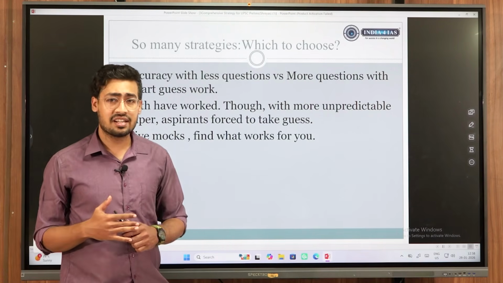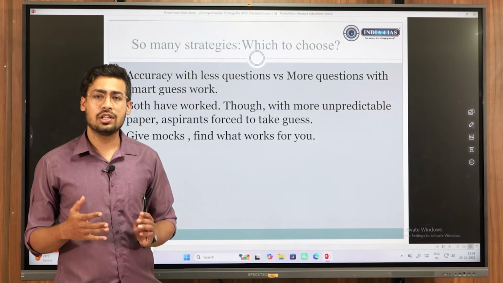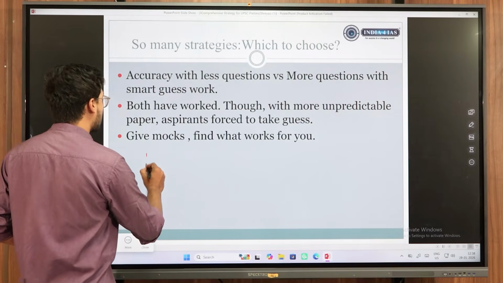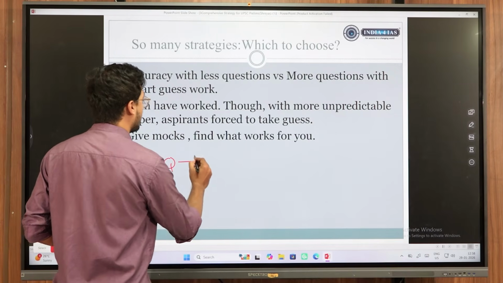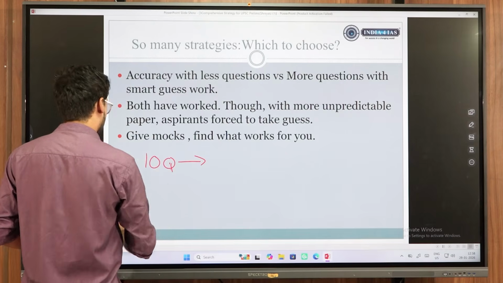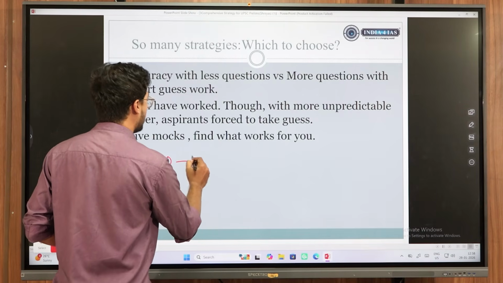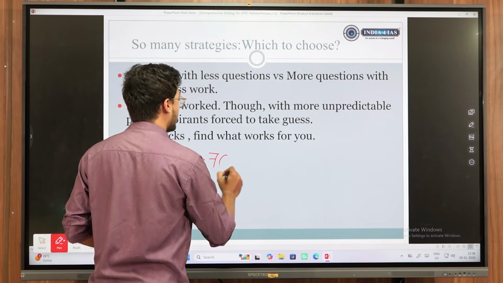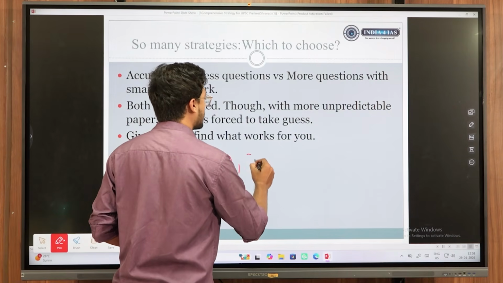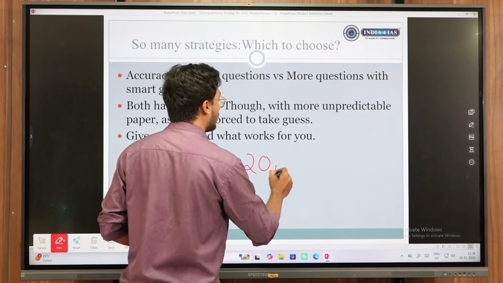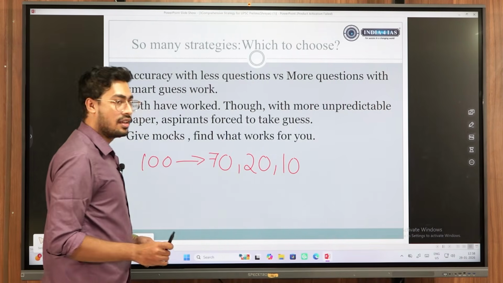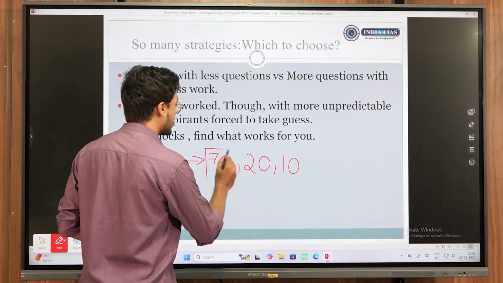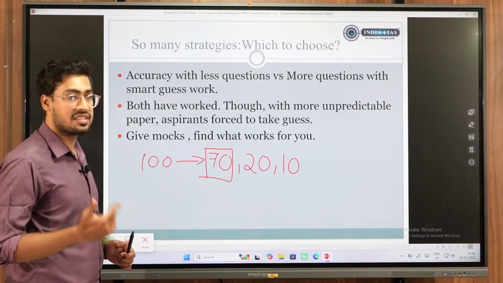So it is widely accepted that we need to adopt a strategy which has worked for the majority of people. Suppose 100 students have cleared prelims, there would be a predominant strategy which worked for 70 students, another strategy which worked for 20 students, and another which worked for 10 students. We should try to adopt that strategy which has worked for 70% of the students. So what is that strategy?